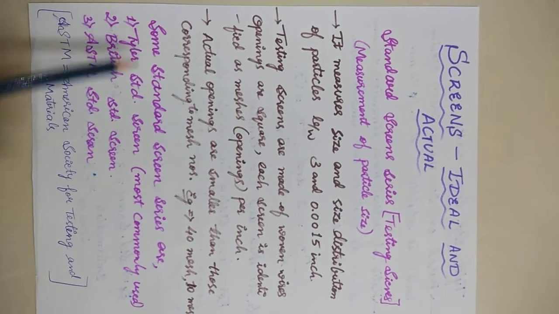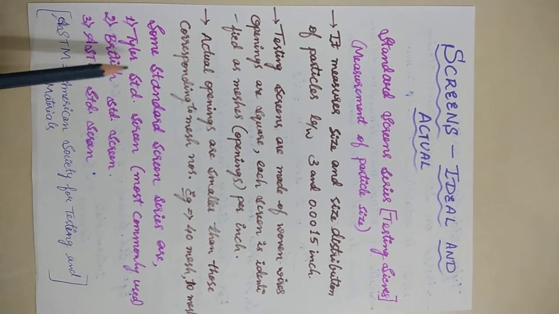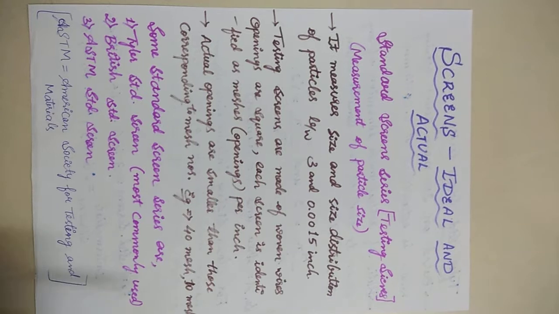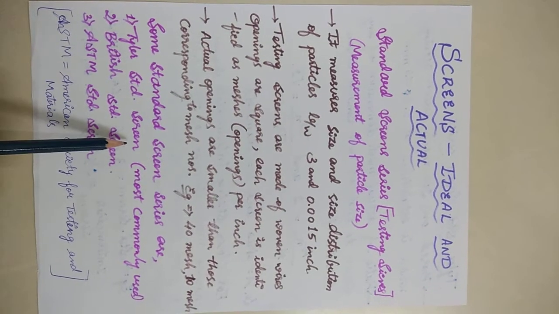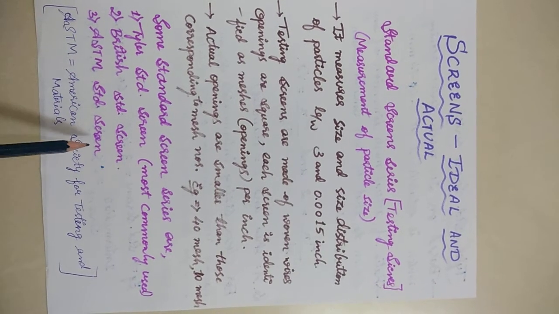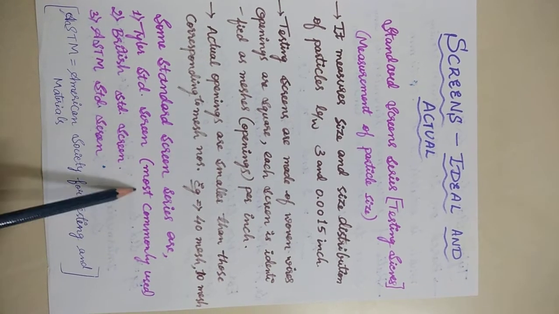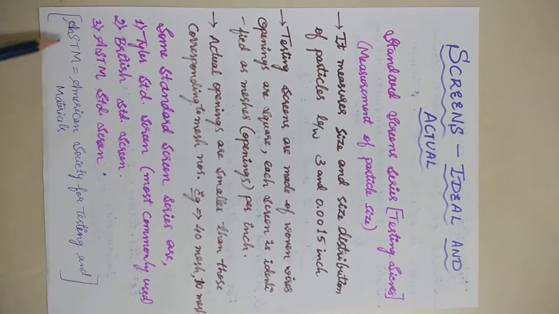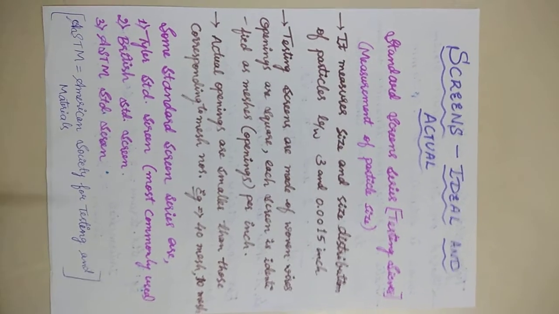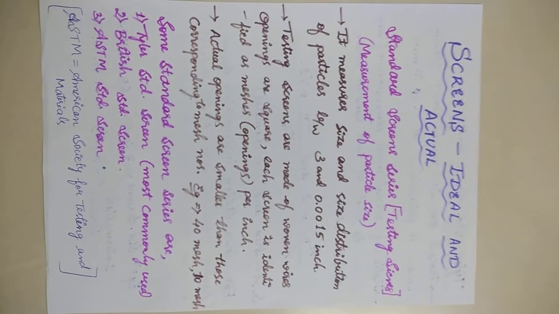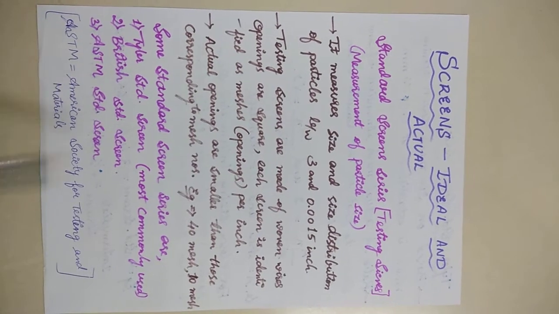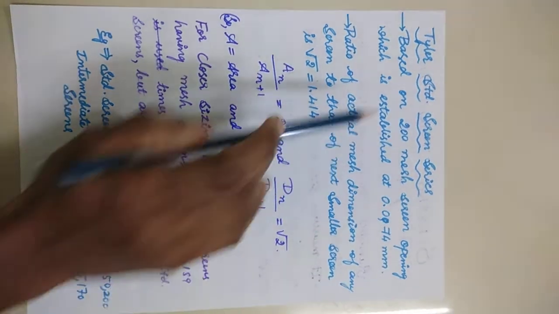Okay. So some standard screen series, three of them are there. They are standard ones which we will be using. Okay. Taylor standard screen, British standard screen, ASTM standard screen. So Taylor standard screen, this is most commonly used. Okay, and ASTM means American Society for Testing and Materials. I hope you all will know about this. So I have just mentioned, and one more is here, British standard screen.